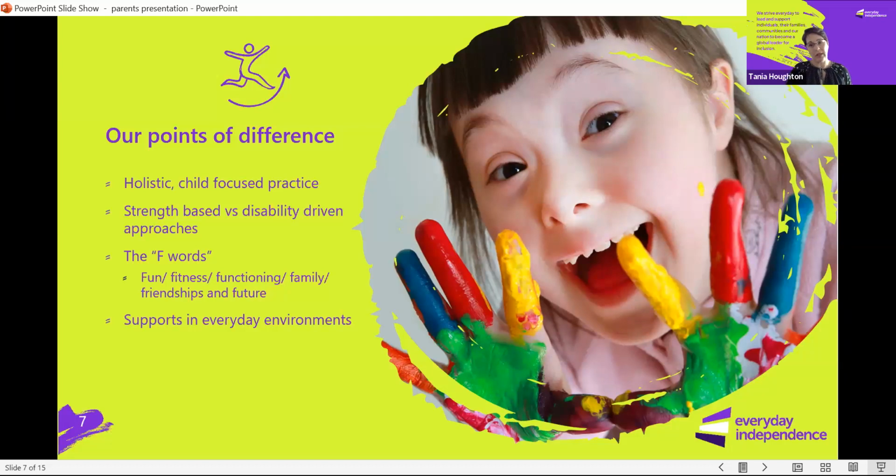And the other big one is we will always look at developing the child's needs now or supporting the child now, but having that long-term future picture in mind, that what do we want this child to be able to achieve and participate in as she gets older? And to do this, it's really important that we work in everyday environments, and I'll explain that a little bit further as we go.